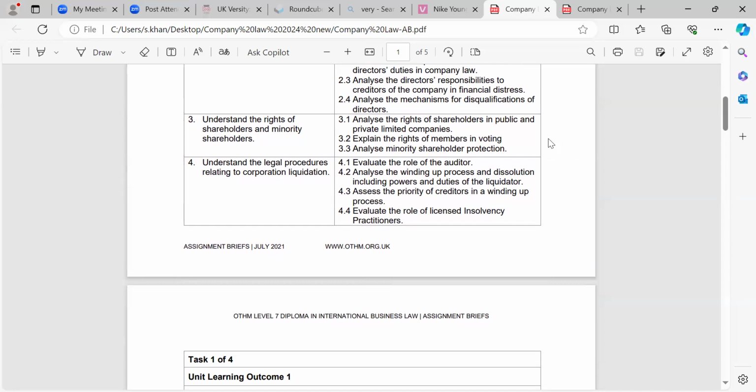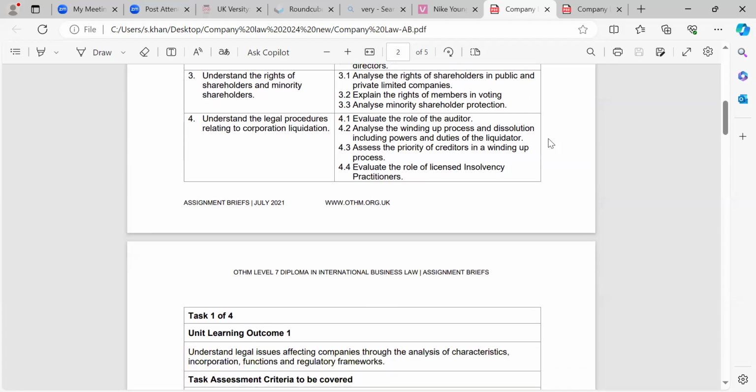We looked at 3.1, which was to analyse the rights of shareholders in public and private limited companies. We went to 3.2 to explain the rights of members in voting. 3.3 to analyse minority shareholder protection. And finally, we looked at learning outcome 4, which was to understand the legal procedures relating to corporation liquidation.